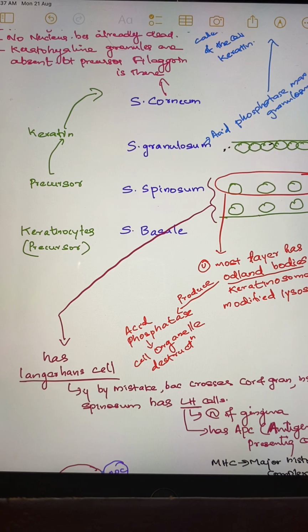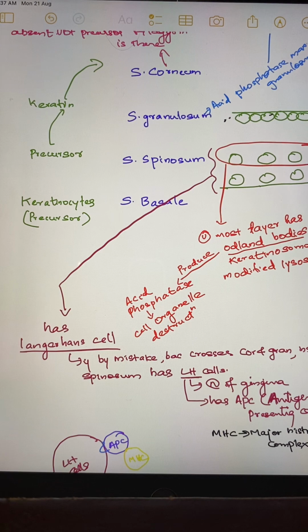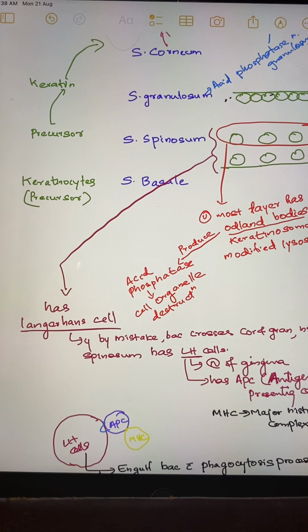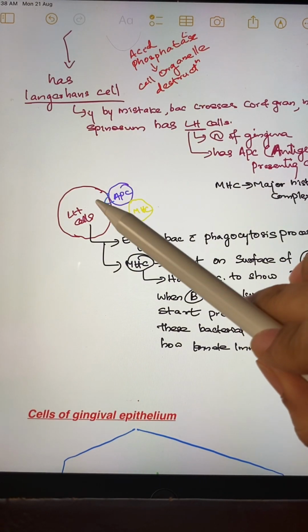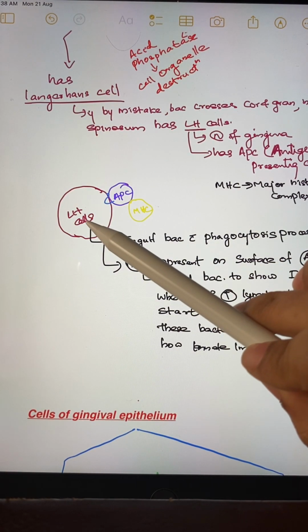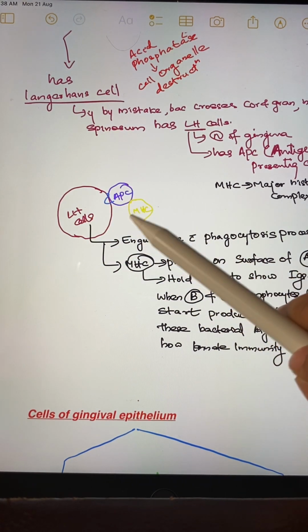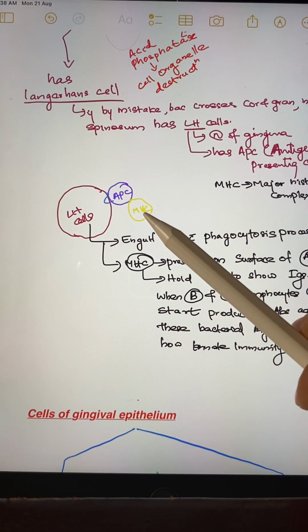But the stratum spinosum has the Langerhans cells. What are Langerhans cells? If by mistake the bacteria cross the corneum and granulosum and reach the stratum spinosum, here are the Langerhans cells. The Langerhans cells are the neutrophils of the gingiva. They are antigen presenting cells. They engulf the bacteria by the process of phagocytosis, and on the surface of the APC, the antigen presenting cell, we have the MHC, the major histocompatibility complex.